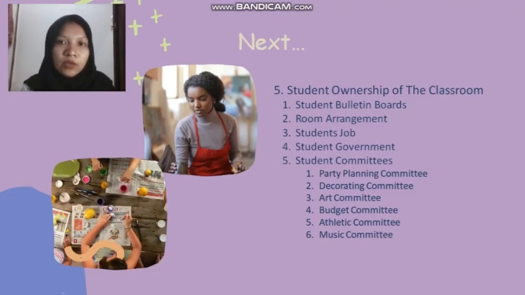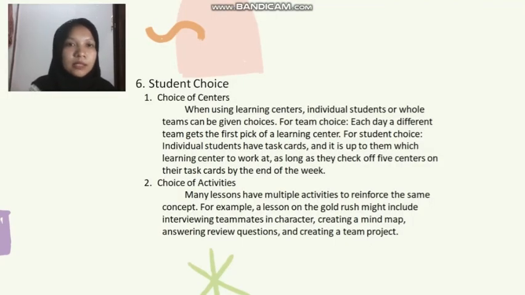Fifth is student ownership of the classroom. Student bulletin boards, room arrangement, students' jobs, student government, student committees. Committees consist of party planning committee, decorating committee, art committee, budget committee, athletic committee, and music committee. The sixth is student choice, choice of centers. When using learning centers, individual students or whole teams can be given choices.